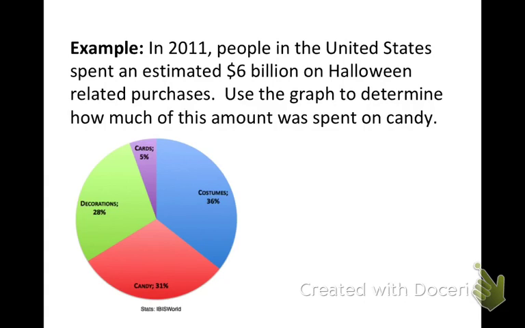All right, so in 2011, people in the United States spent an estimated $6 billion on Halloween-related purchases. I would just not even write this last part. Use the graph to determine how much of this amount was spent on candy. If we look up here, candy was 31%. So in your notes, you can write candy was 31% of that $6 billion.